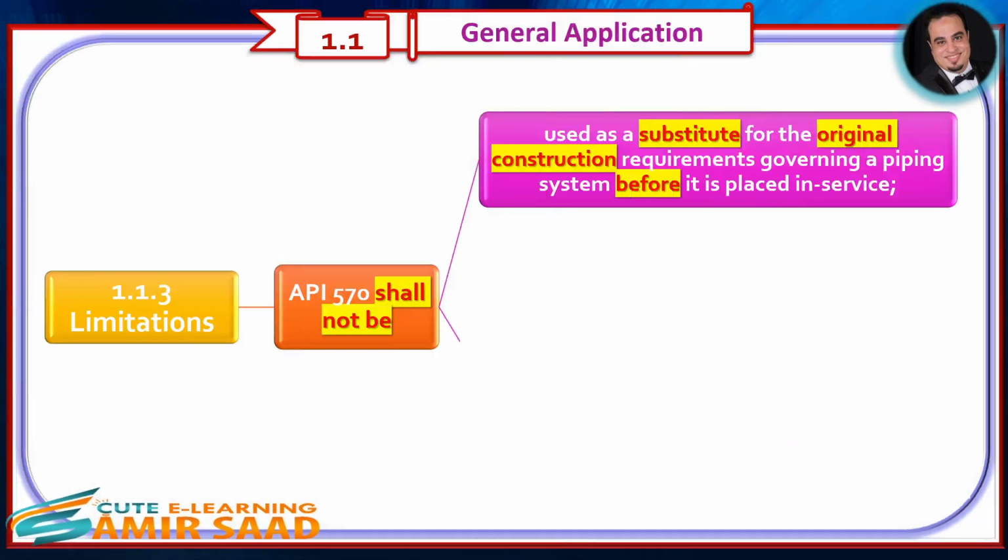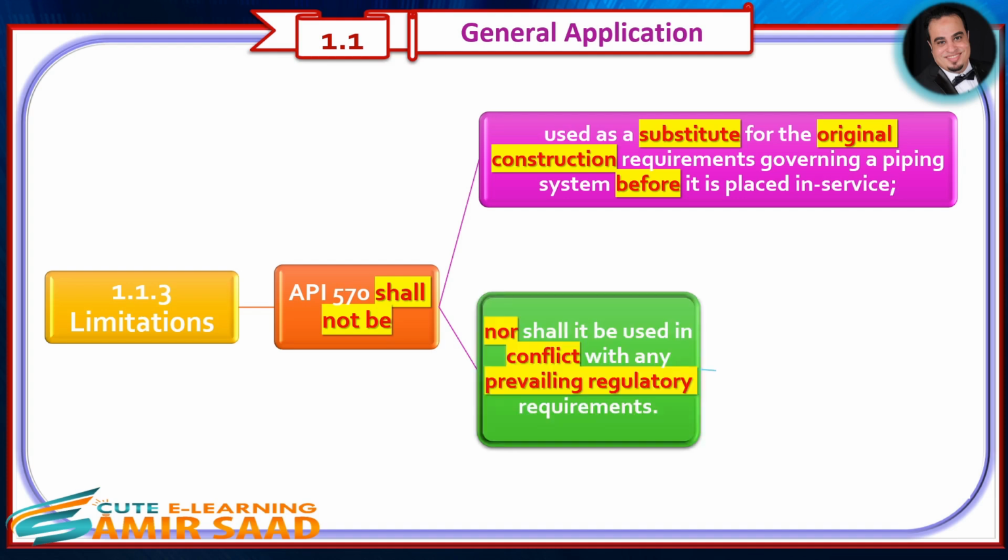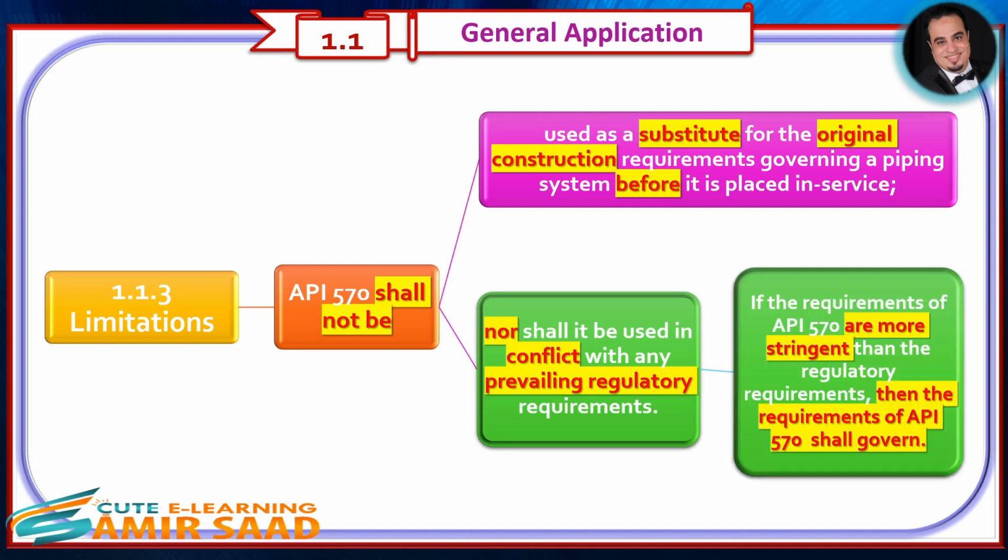Limitations. API 570 shall not be used as a substitute for the original construction requirements governing a piping system before it is placed in service. Nor shall it be used in conflict with any prevailing regulatory requirements. If the requirements of API 570 are more stringent than the regulatory requirements, then the requirements of API 570 shall govern.